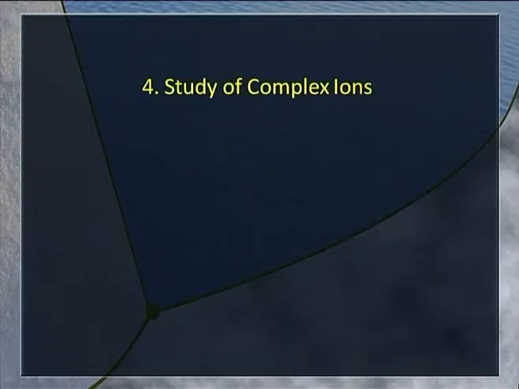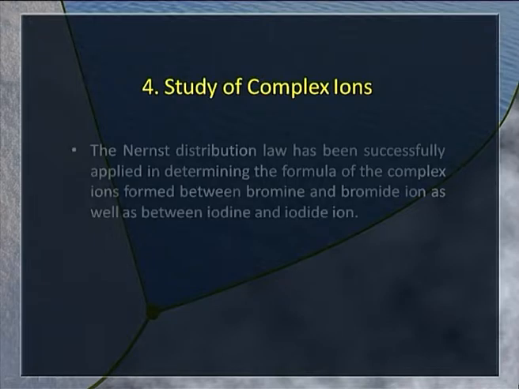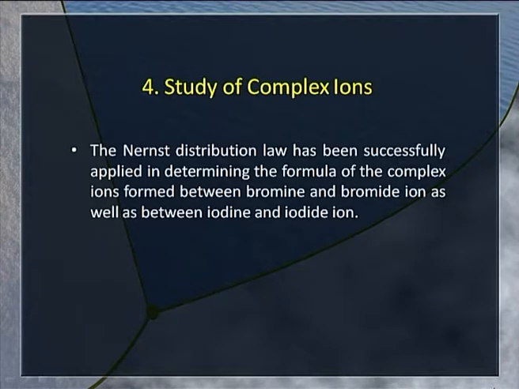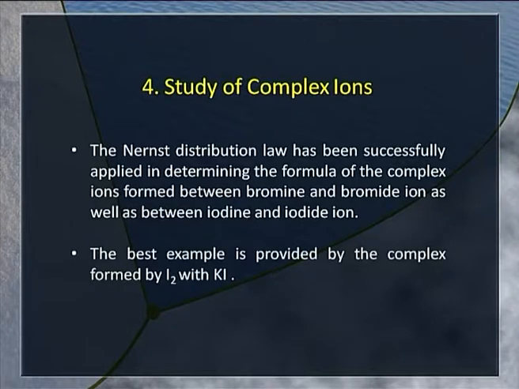Study of complex ion. It is a very interesting application. Nernst distribution law has been successfully applied in determining the formula of the complex ions formed between bromine and bromide ion, as well as between iodine and iodide ion. The best example that we can think of is the study of complex formed between iodine with potassium iodide.